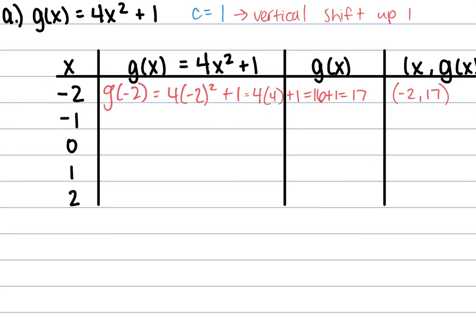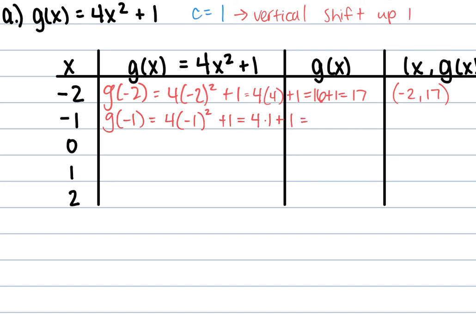Gabby, go for it. So you replace x with -1, and it would be -4 in parentheses -1 to the second power plus 1. And -1 to the second power is +1, so it would be -4 times 1 plus 1. And -4 times 1 is still -4.